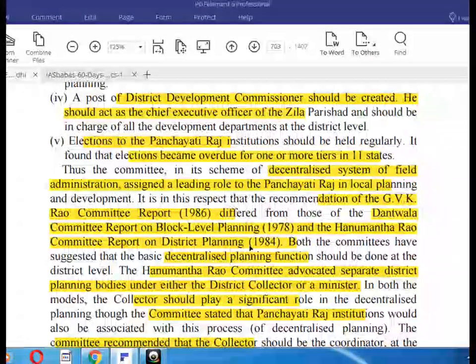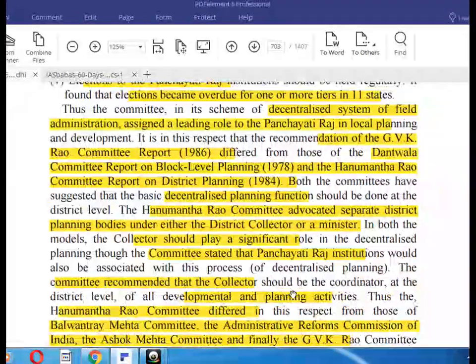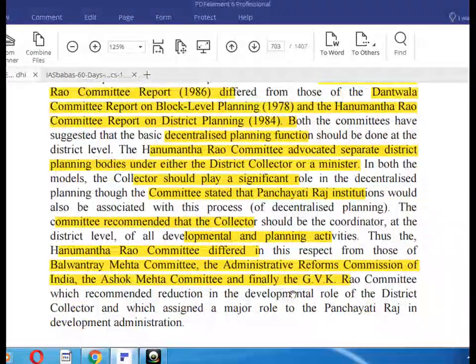The Hanumantha Rao Committee advocated separate district planning bodies under either the district collector or a minister. In both the models, the collector should play a significant role. The committee stated that Panchayati Raj institutions would also be associated with the process of decentralized planning. The committee recommended that the collector should be the coordinator at the district level of all development and planning activities.